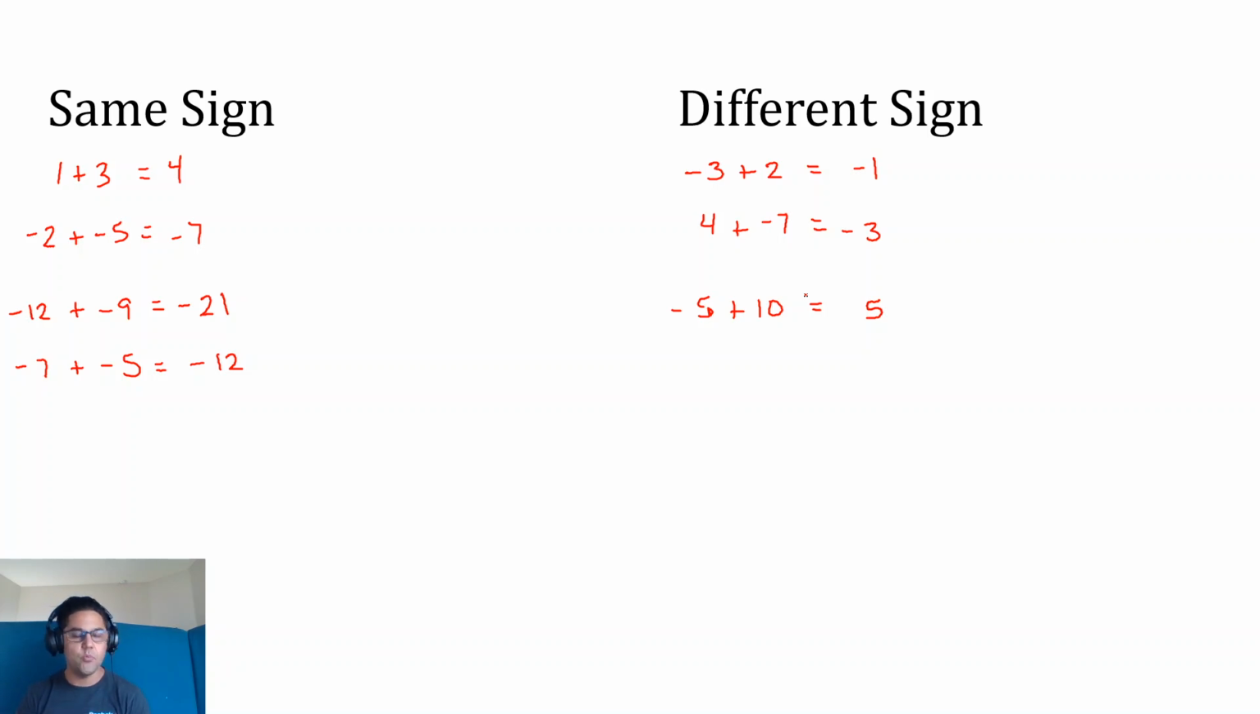Because again, these are the basic ones, practicing the rules. So let me see. Ooh, yes, let's try this. Negative 32 plus 19.